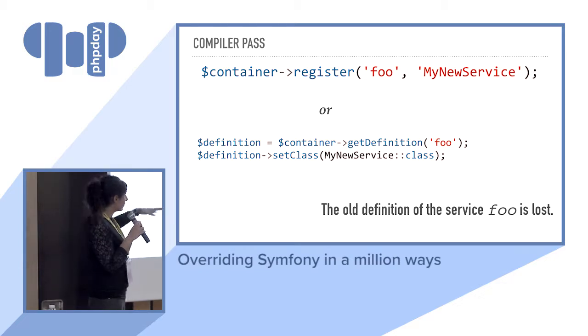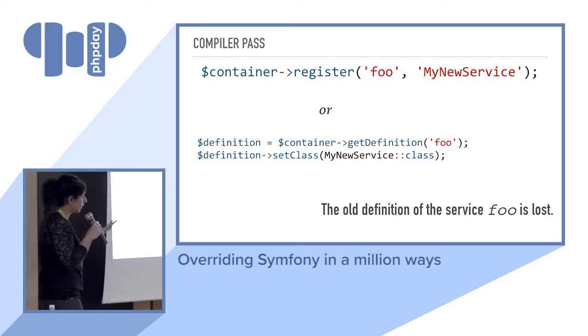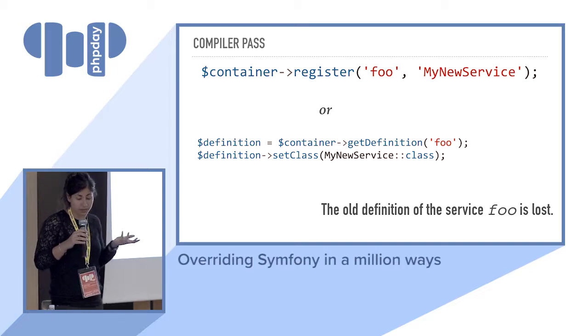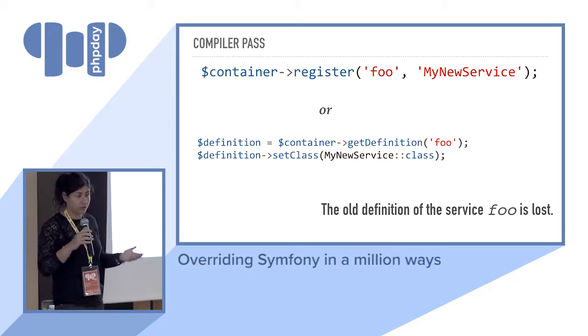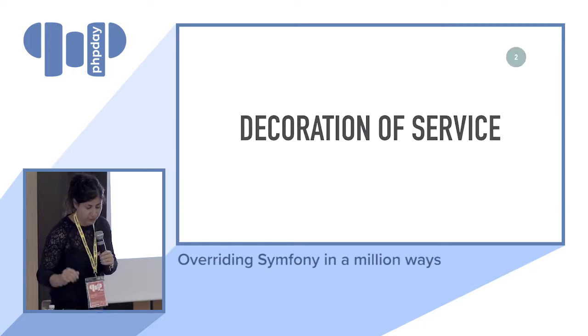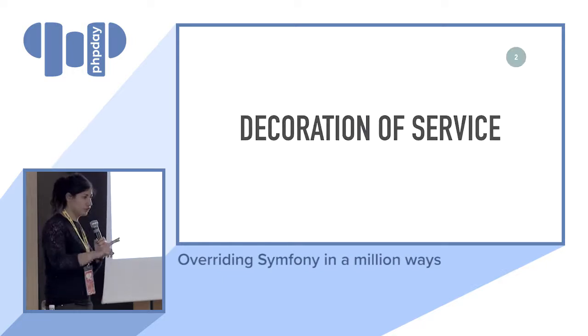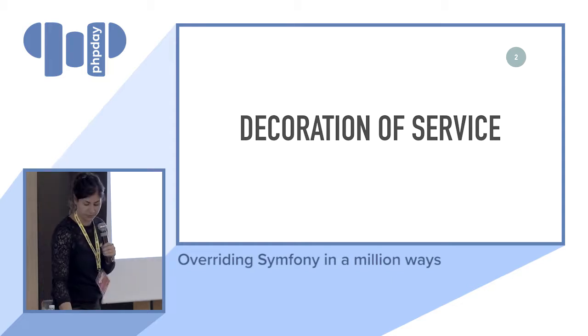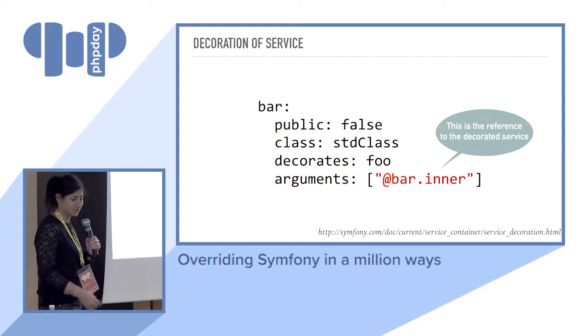Okay? But with this option, you lose the old definition of foo. Could be a problem, it could be couldn't. It doesn't matter actually. It depends on what you want. This is why I'm bringing you the option 2, the decoration of service. I love this one, actually. I would say use this one.